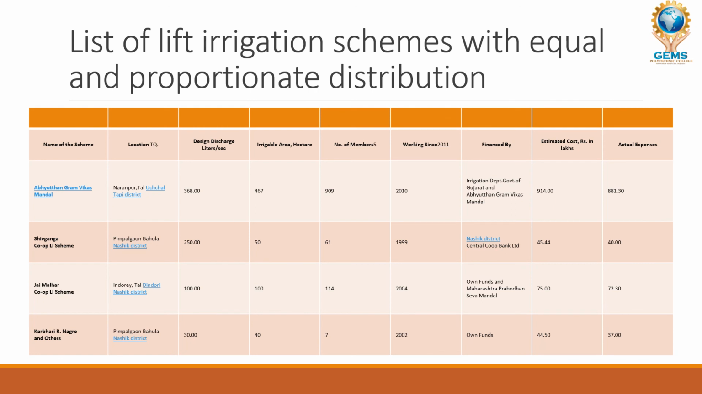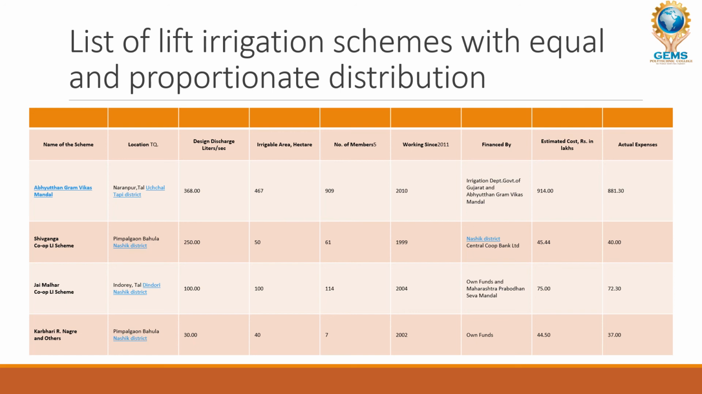These are the lift irrigation schemes which have been implemented in India till now. You can see in this slide, these are present in each and every state. For example, Abhyutan Gramvikas Mandal is the name of this scheme, the irrigated area is 467 hectares, and the location is Uchal, Tapi district. It is being managed by the Irrigation Department, Government of Gujarat. You can also see the cost and how much expenditure has been incurred, in lakhs.